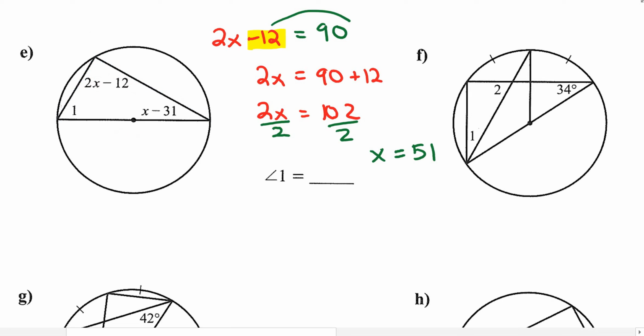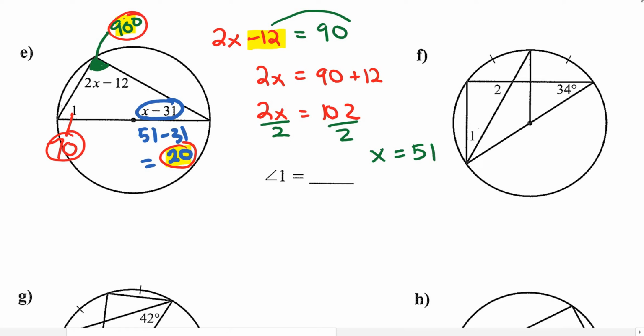So let's go back to the original problem here. This angle here, this green angle, that's actually equal to 90 degrees. And then let's go ahead and find this angle right here. So I know x is 51, so 51 minus 31, if we do the calculations on that one, that should be 20 degrees. Okay, so I have 90 degrees and 20 degrees, and that means angle 1 has to be 70 degrees, because 70 plus 20 plus 90 is 180 degrees. So angle number 1 is going to be 70 degrees, but you do need to find the value of x first before you are able to find angle 1.